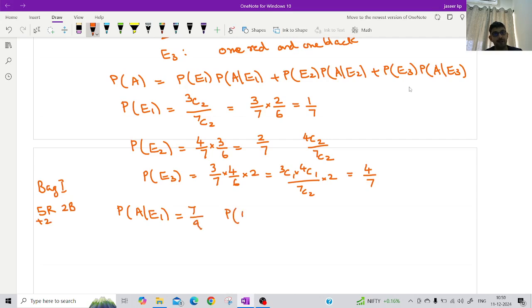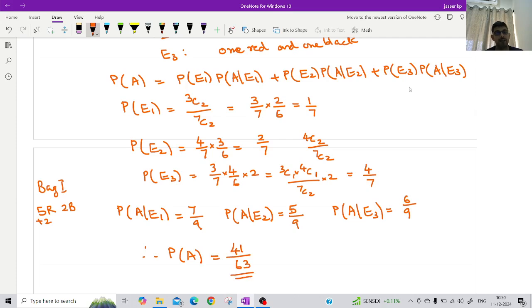Now P of A given E2. Here plus 2 will go for with black balls. So number of red ball is still 5 only. 5 by 9. Then A given E3. Number of red ball is increased by 1. Total is increased by 2. So 6 by 9. So when you substitute all in the formula, the P of A answer will come as 41 by 63. So the answer is 41 by 63.